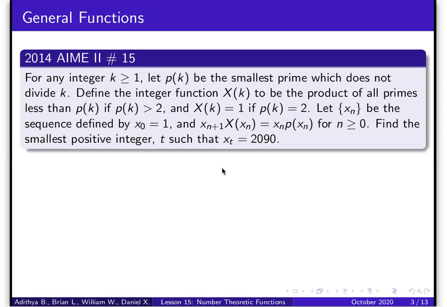So to begin, the main entity we'll be concerned with is this sequence X. We're given a recursion for it, and we want to find the smallest index for which X sub this index is this given integer, 2090. So we have this nice recursion, and then let's just quickly rewrite it so that we can solve for the next term of the sequence in terms of the previous term.